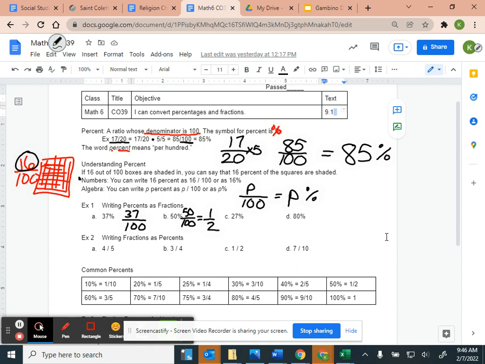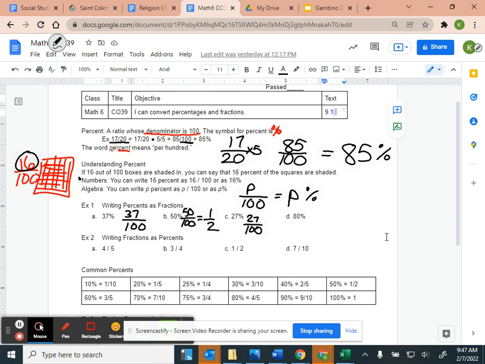Our next one, 27%. What fraction would that be, Aiden? 27 over 100. Can I simplify that? 27 is not a prime. 9 times 3 goes into 27. But 9 and 3 don't go into 100. So they don't share any common factors.